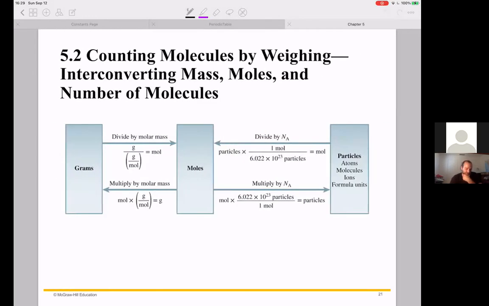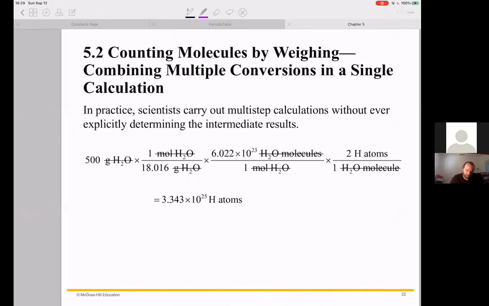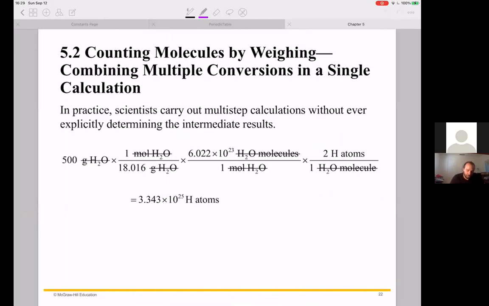Cool. So just like we saw before, we can use these molar masses. These are now the molar masses of compounds, but you use them in the exact same way. You can go from grams of, for example, water to moles of water. You can even make that second jump to particles of water or molecules of water, etc. Okay, so here is just a sample calculation where they went from 500 grams of water to molecules.